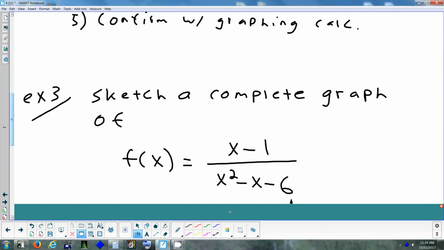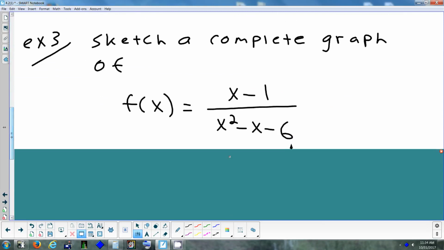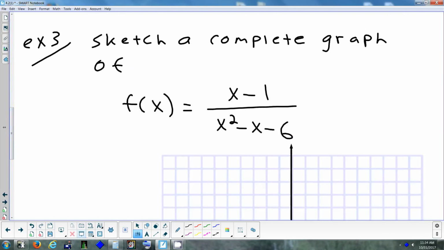Okay. So let's see if we can sketch a picture of that graph. Out of all the steps I listed, I like to find the asymptotes first. Vertical and horizontal, doesn't matter what order. Let's start with the horizontal. To find the horizontals, you're going to find the EBM first, and then let x get really big.